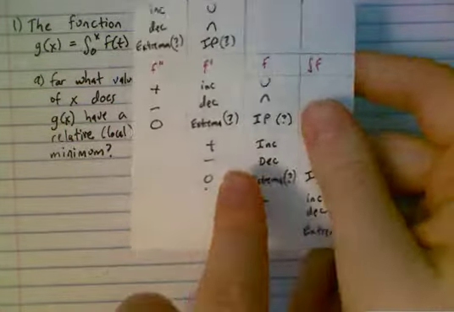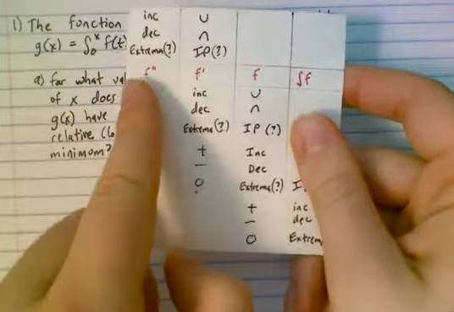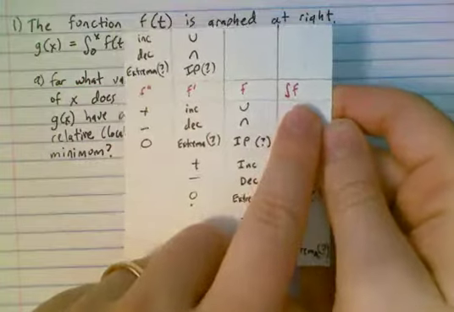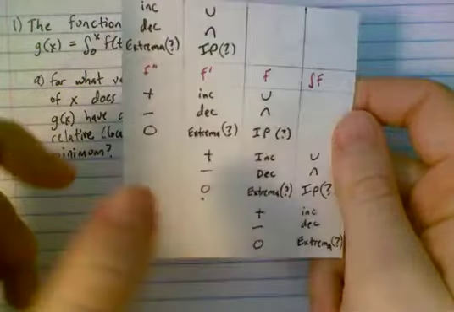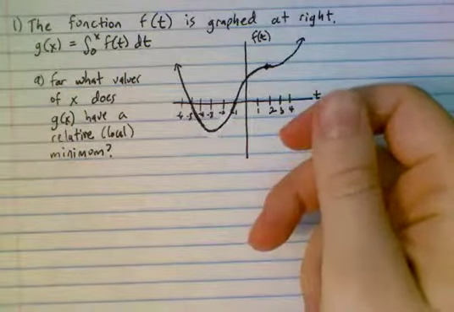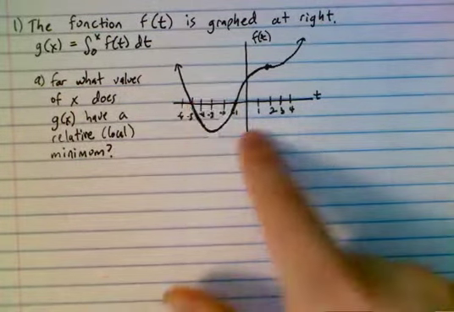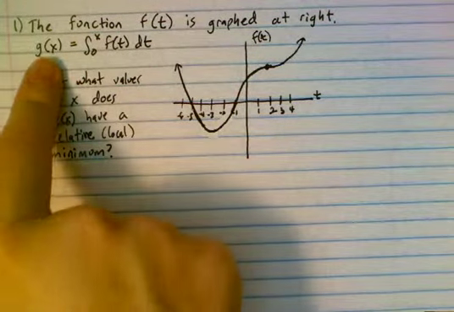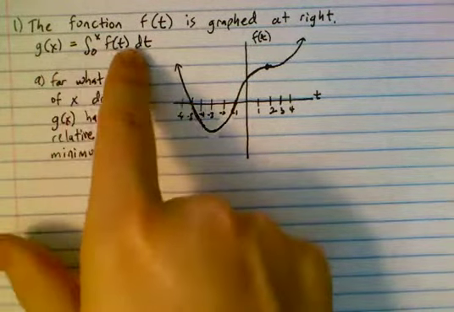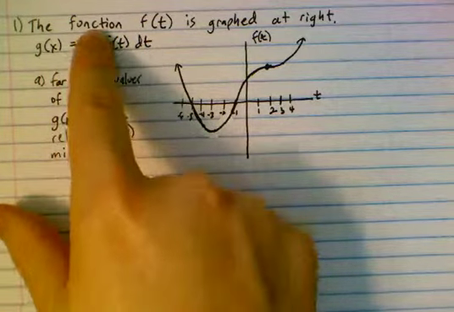So far, we've worked with f prime and f double prime. We're also able to work with the integral, or the antiderivative, of f, and that's what we're doing in this lesson. So we're told that we have some function f, and we're told that g of x is the integral of f of t dt from 0 to x.